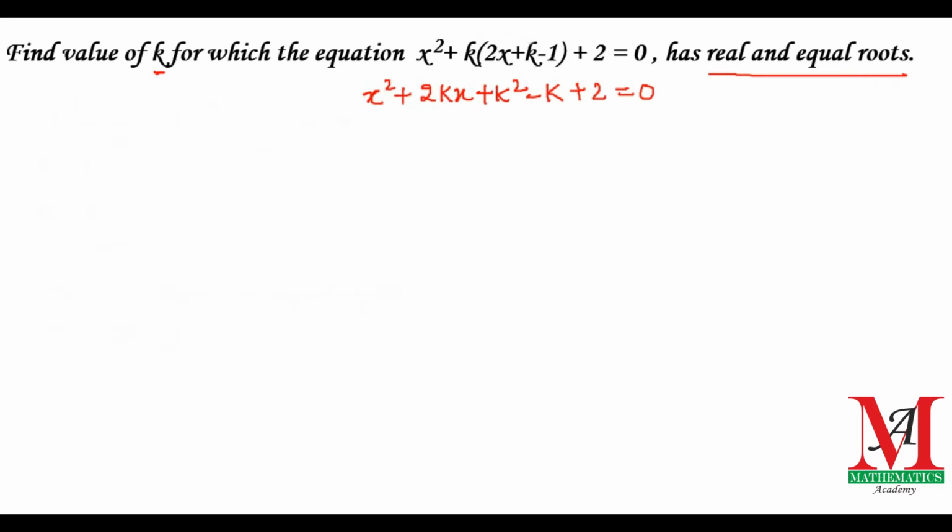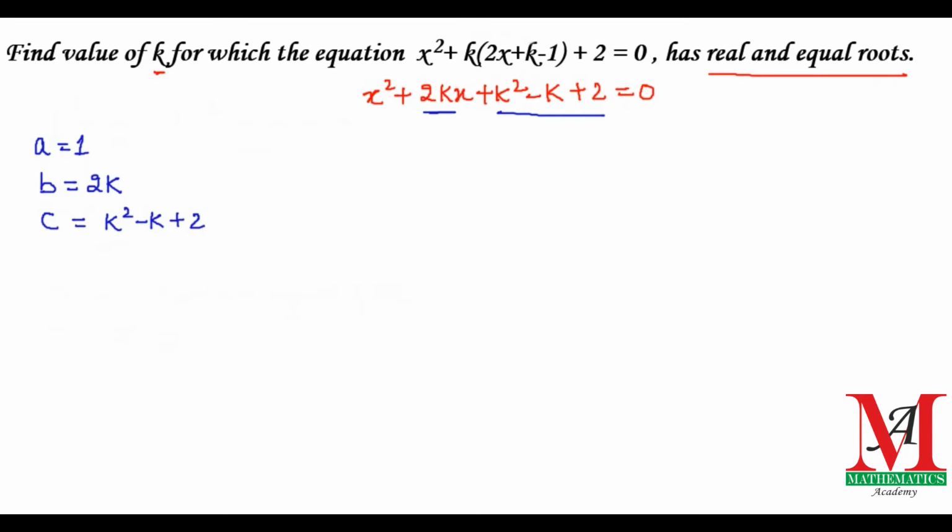So now first of all we need the value of a, and we know that the value of a is the coefficient of x square, and the coefficient of x square is 1, so the value of a becomes 1. Now the value of b is the coefficient of x, that is 2k, and now c, that is the constant term, and we see that the constant term is k square minus k plus 2. Also for real and equal roots we know that the value of D is 0, as D is the discriminant and this condition belongs to real and equal roots.